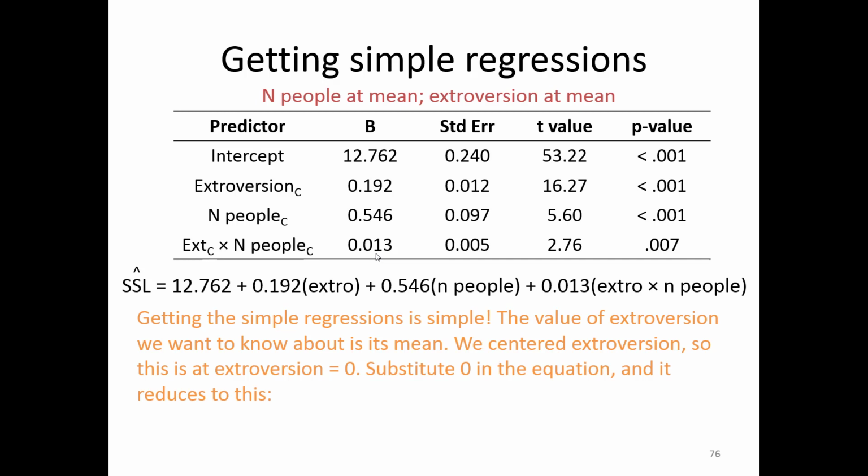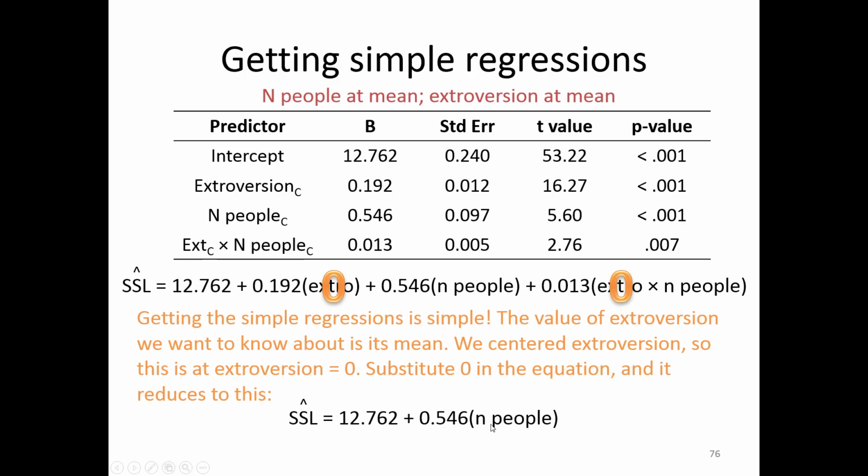The value of extroversion we want to know about is its mean. So we centered extroversion at its mean, so we know that this is extroversion at extroversion equals 0. So we substitute 0 into this regression equation right here. Put that in for extroversion, and then that reduces to just this value and then this right here. So this is 0, multiply that by 0, multiply that by 0. It all becomes 0 and drops out.